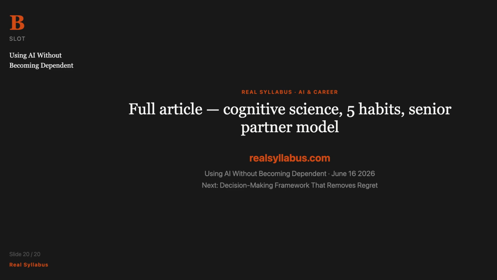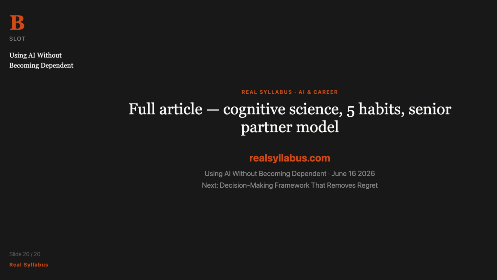The senior partner model is a useful frame. An experienced professional uses junior colleagues for research and drafts. They read everything, correct mistakes, and make all judgment calls. They stay capable because they are always exercising judgment. A professional who delegates the judgment along with the drafting, who stops building the capability to evaluate what the junior produces, becomes dependent in a way that erodes expertise. AI is a very capable junior colleague. The question is whether you are staying senior.